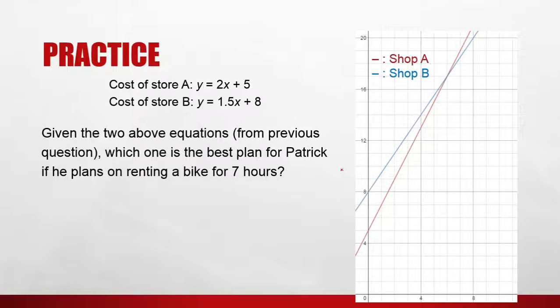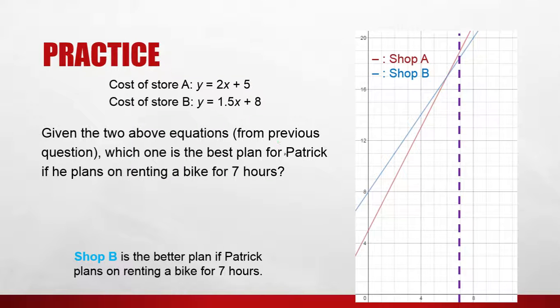Alright, I have chosen to graph, but remember earlier I showed you how to use the equation as well. So again, it's really up to you. So this time we're looking for 7 hours, which on this graph is a little bit to the left of 8. And remember, best plan means lower cost. Looking at that point, it's very close, but the blue line is lower than the A line, which means shop B is the better plan if Patrick plans on renting it for 7 hours.